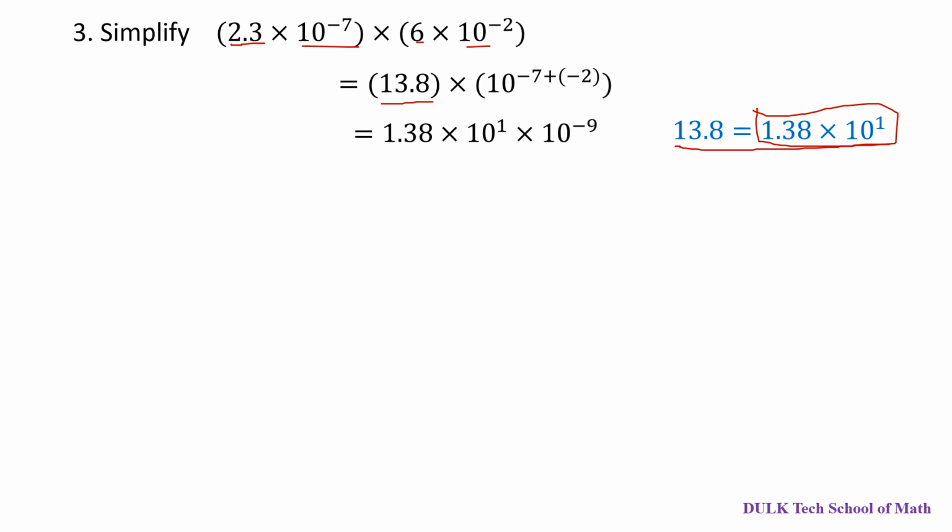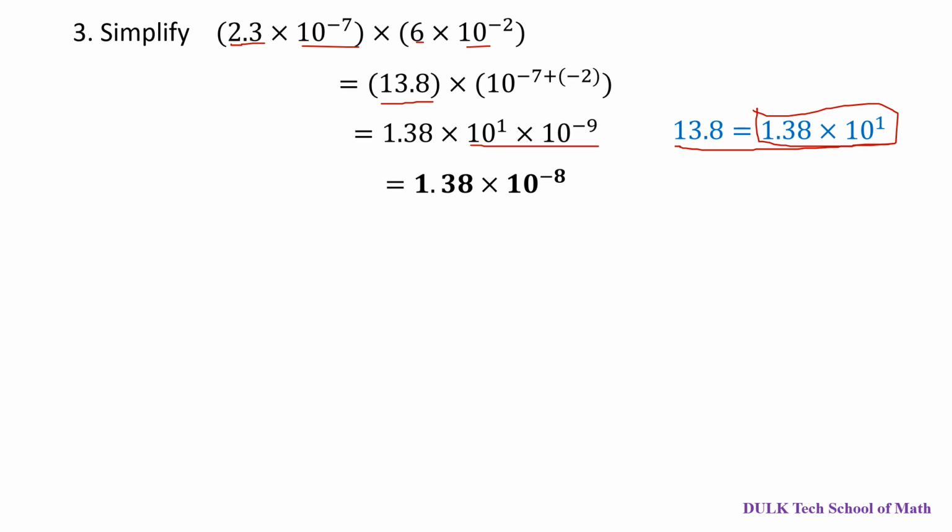At the same time, minus 7 minus 2 is minus 9. So it is now 1.38 times 10 to the power 1 times 10 to the power minus 9. Simplifying the powers, we are multiplying 10 to the power 1 and 10 to the power minus 9, so we add the powers. It's now 1 plus minus 9, and this simplifies to minus 8. So our final answer is 1.38 times 10 to the power minus 8.